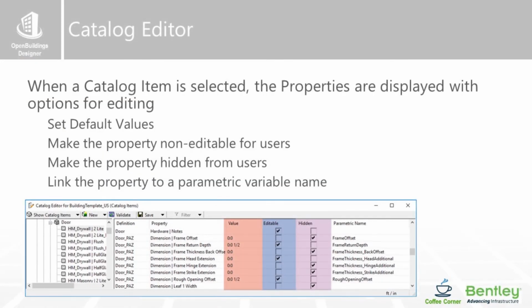Like I said, when you look at the catalog editor, it's very easy to see at a glance which properties are editable and which properties are actually hidden. You can actually hide properties from the interface. If a property is non-editable, either in the schedules window or the placement dialog boxes, those properties will be grayed out and you can't edit them.